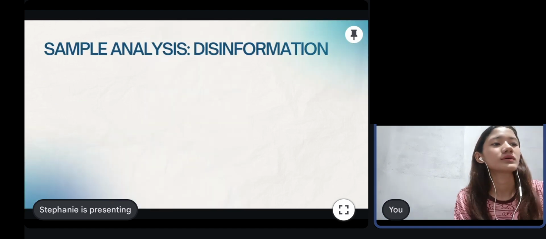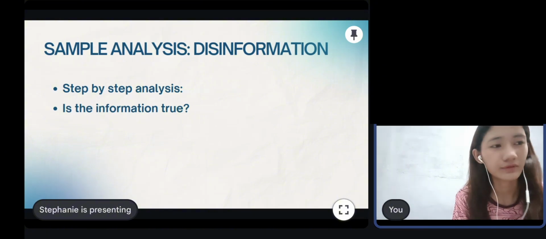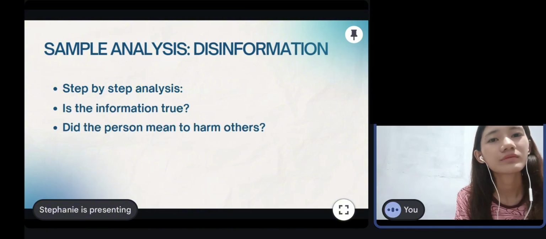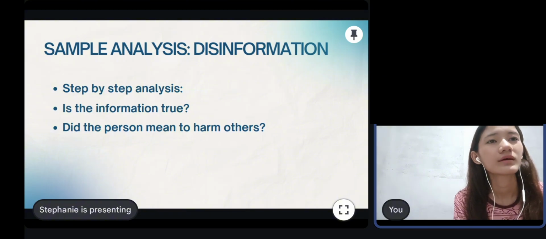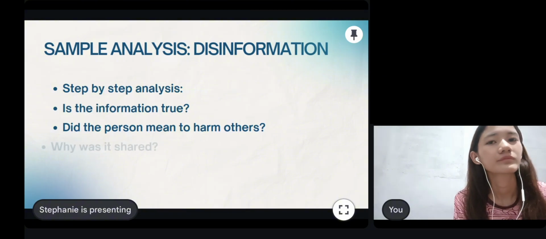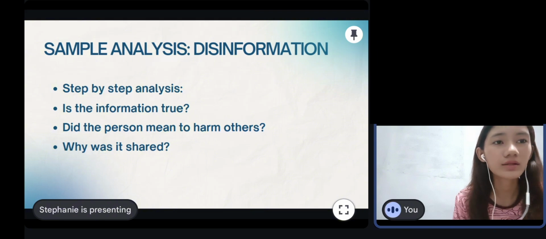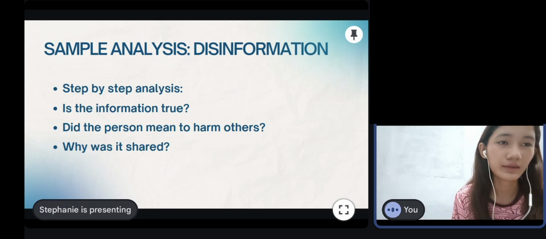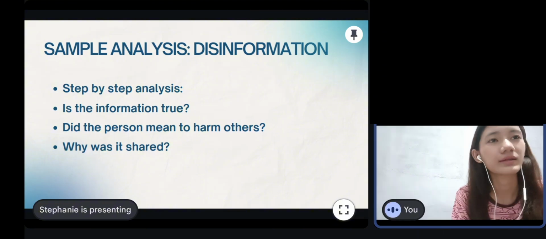So, step-by-step analysis of this: is the information true? It is not. Did the person mean to harm others? Yes. Why was it shared? It was shared because they wanted to trick people, so that they can benefit themselves and get the money or whatsoever. Therefore, this is disinformation.